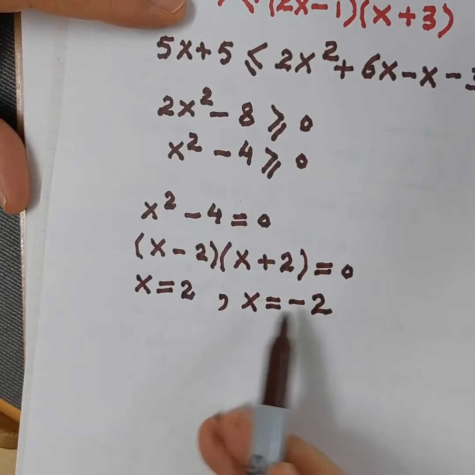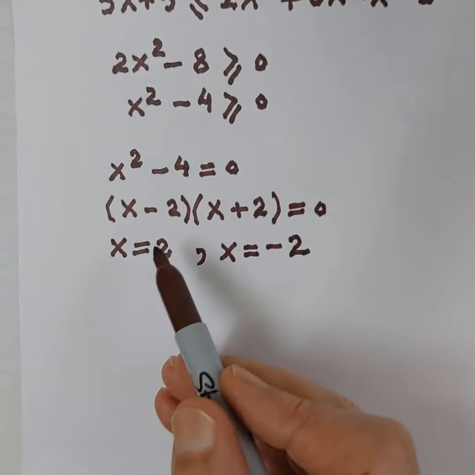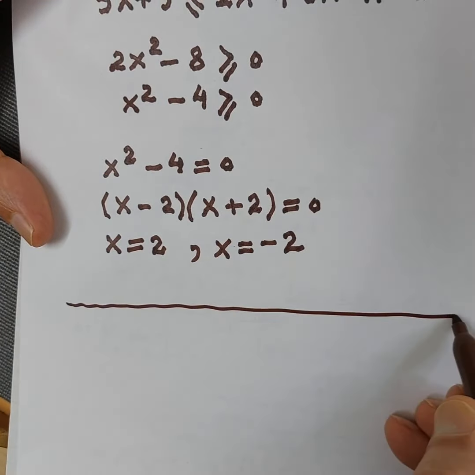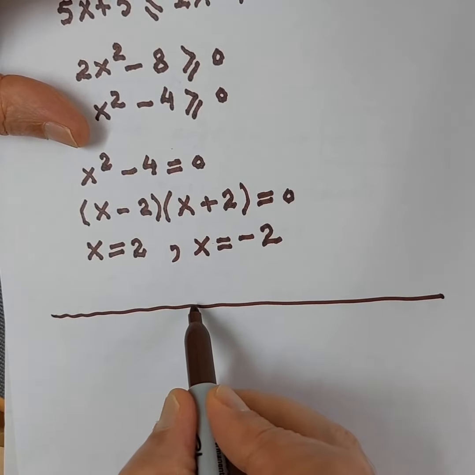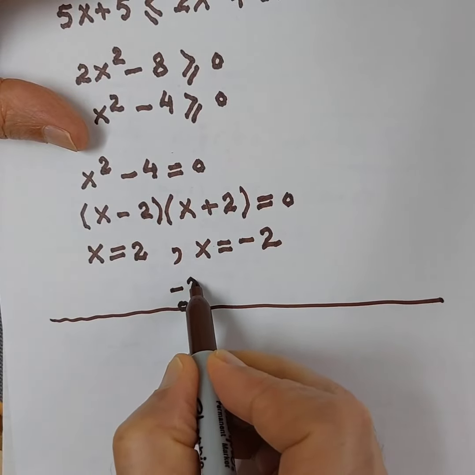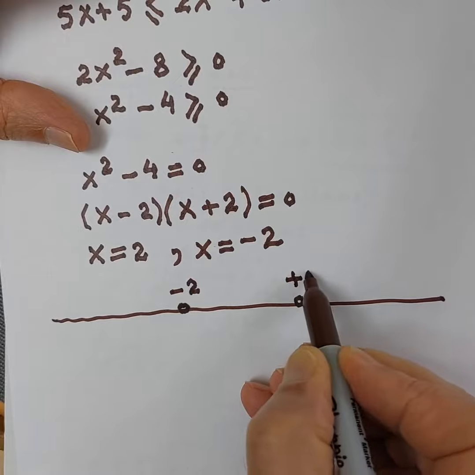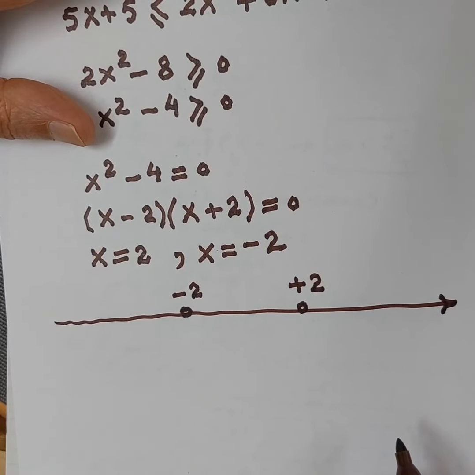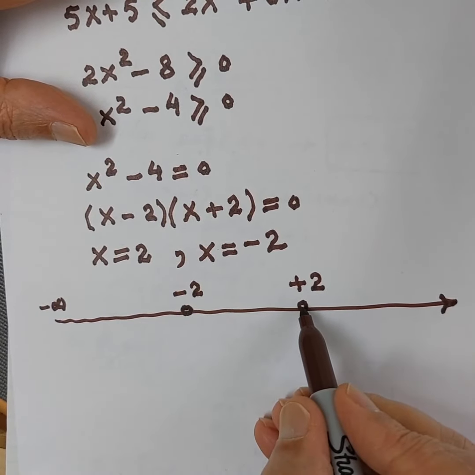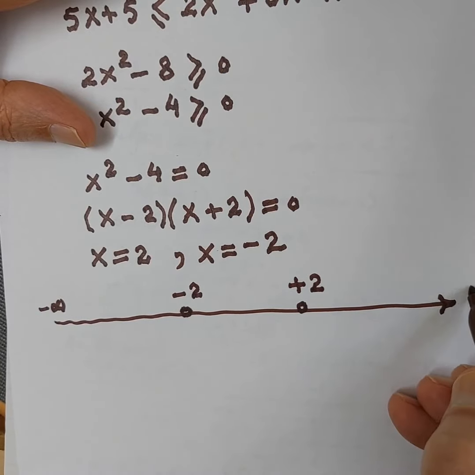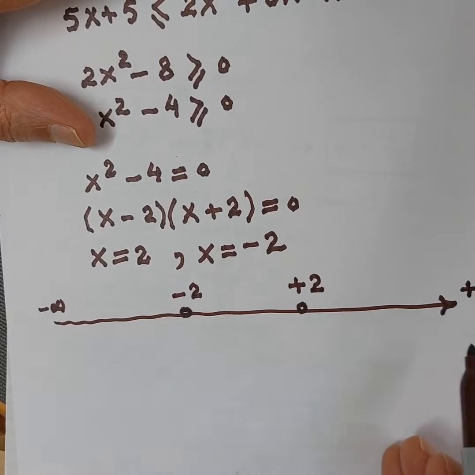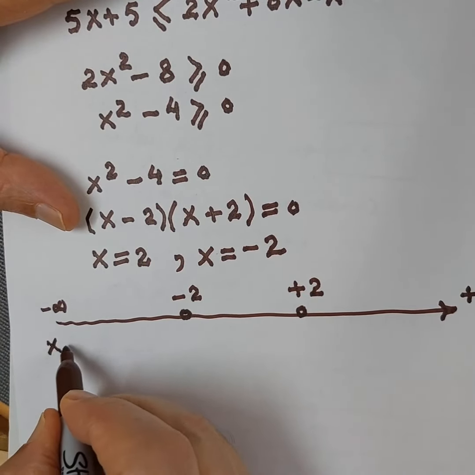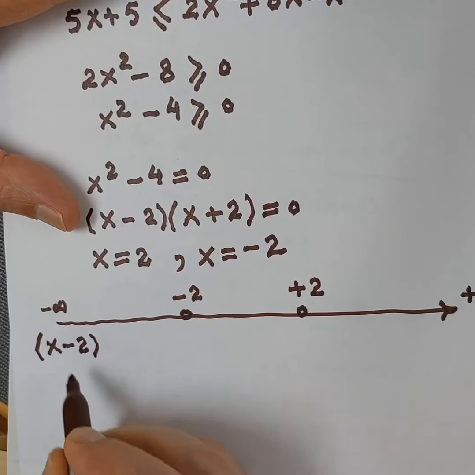So now we got two values for x. After this point, we can draw the real number line. The real number line, when we draw it like this, put here negative 2 and here positive 2. You see now the real number line is divided into 3 parts or 3 intervals. The interval from minus 2 to plus 2, and the third interval from 2 to plus infinity. We will study the sign for each of these 3 parts. For each factor, the first factor x minus 2 and the second factor x plus 2.